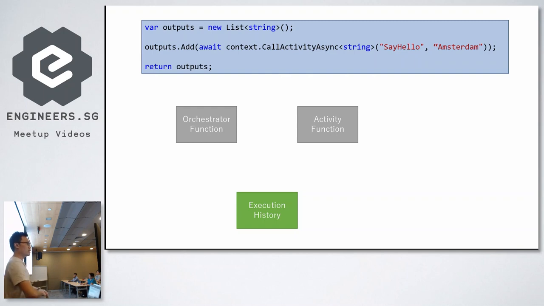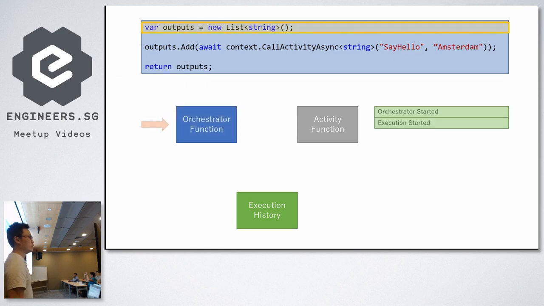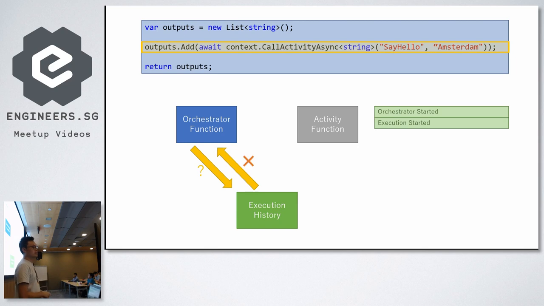So this is pretty much an example. I have an orchestrator function, an activity function, and then the execution history. So right now, your orchestration has started. Basically, you call that function and say, hey, right now I need to start my function. Right, I call it. It goes to execution history and says, okay, a call has been made.